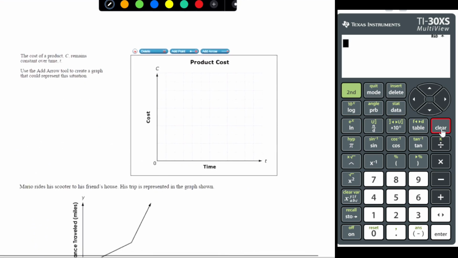The cost of a product C remains constant over time T. Use the add arrow tool to create a graph that could represent this situation. The cost of a product C remains constant over time. So let's think about what the word constant means. Constant means not changing. It's the same.